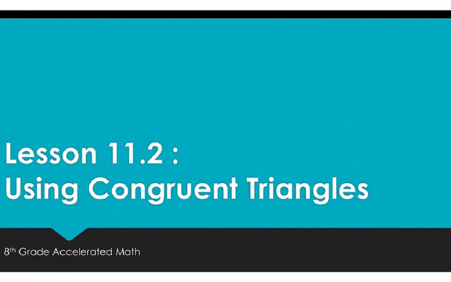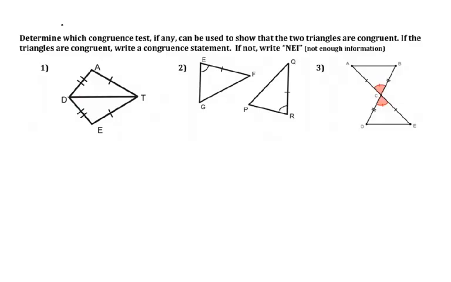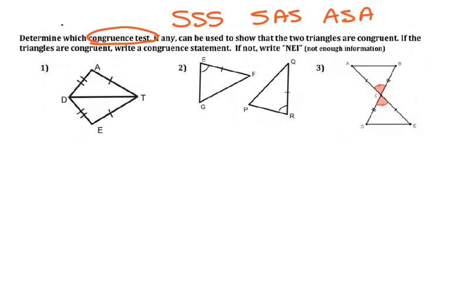This is the first part of lesson 11.2, and we are going to talk about using congruent triangles. Okay, for the warm-up, you are going to first decide which congruence test, if any, can be used to show that the two triangles are congruent. So just as a reminder, we have learned three congruence tests. They are side, side, side; side, angle, side, and remember that one, the angle has to be included between the two sides; and angle, side, angle, and that one, the side has to be included between the two angles.